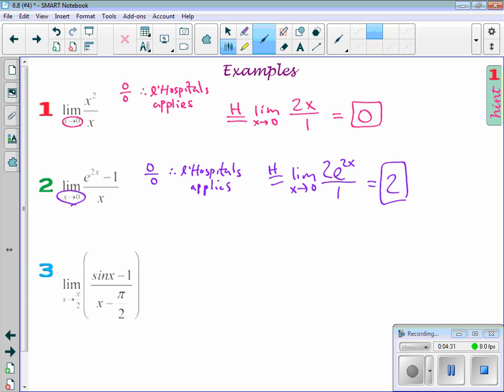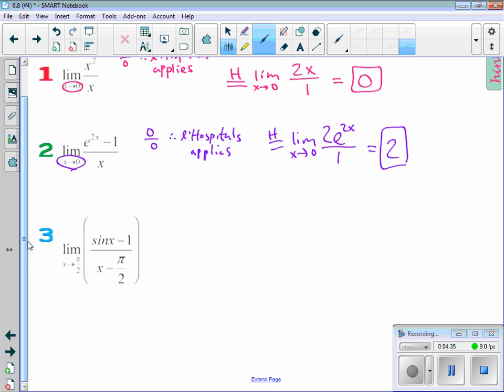Okay, so let's look at the bottom one here. Okay, we're going to plug in pi over 2. Sine of pi over 2 is what? 1. So on the top I've got 0. And on the bottom I've got 0.